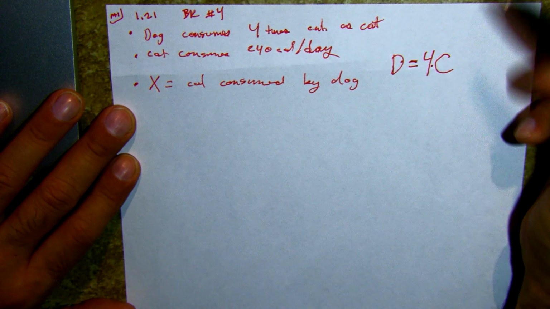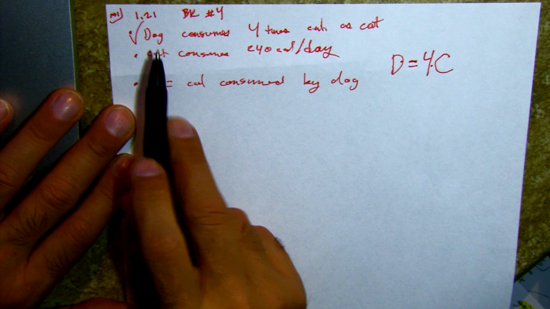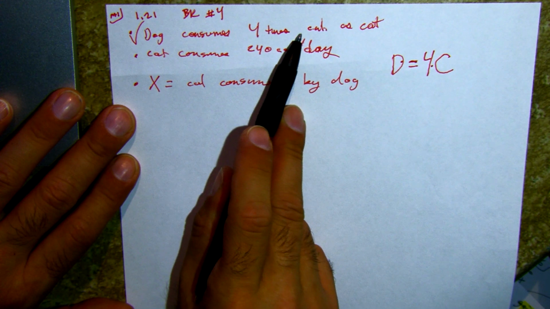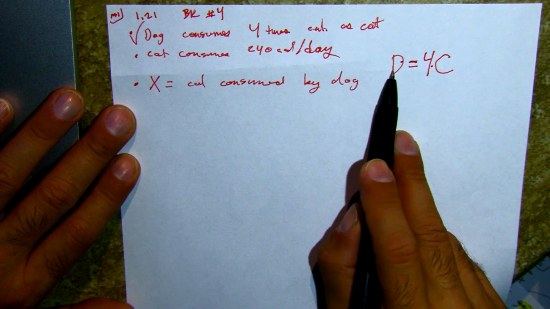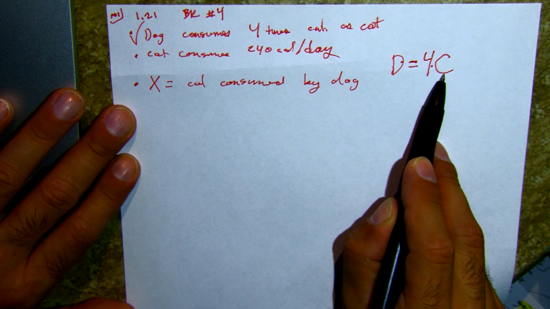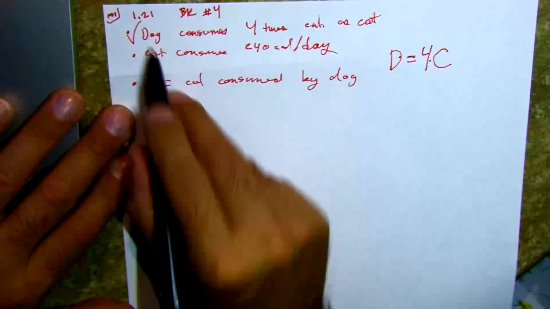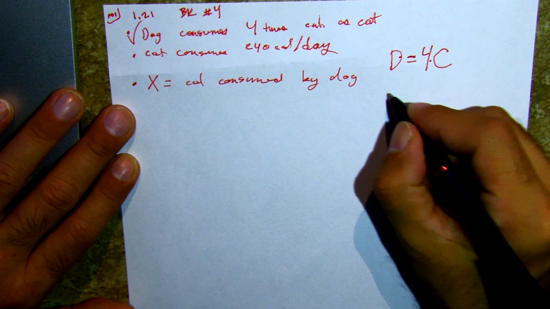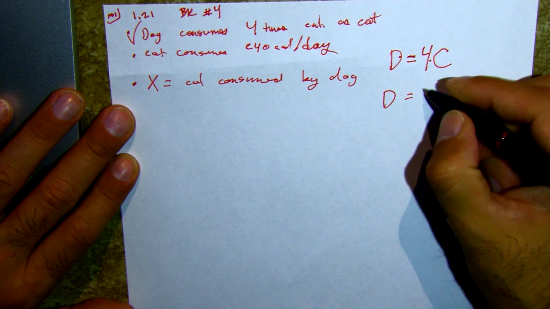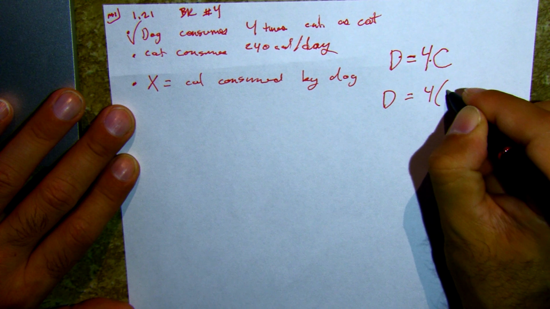So I look at this one. This one's a little tricky to think about. Dog consumes 4 times as many calories as the cat. So the dog consumes 4 times the calories of the cat. Now, we have information about this. We know the cat consumes 240 calories a day. So dog is equal to 4 times 240 calories per day.